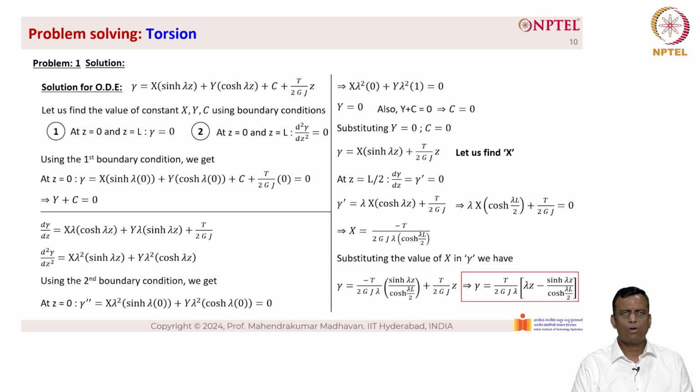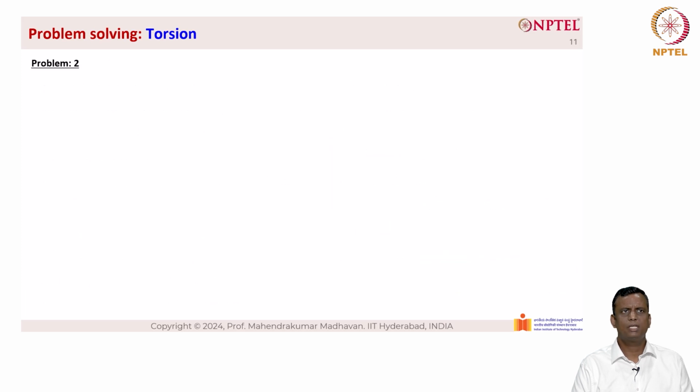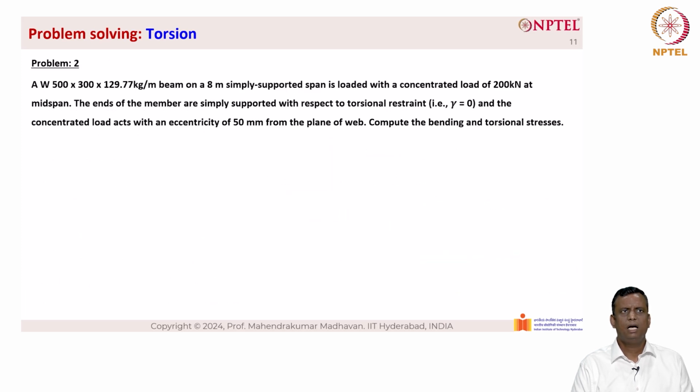Now let us solve problem 2. As you can see here, a W500 into 300 into 129.77 kg per meter beam on an 8 meter simply supported span is loaded with a concentrated load of 200 kN at the midspan. The ends of the member are simply supported with respect to torsional restraint, which is gamma equal to 0, and the concentrated load acts with an eccentricity of 50 millimeters from the plane of the web. Compute the bending and torsional stresses.